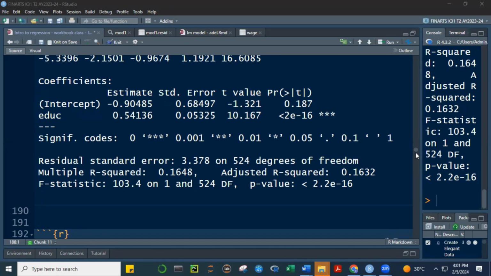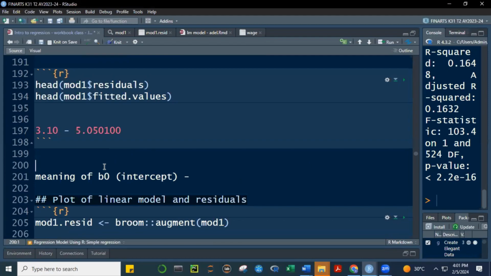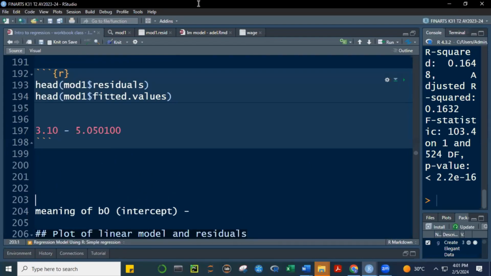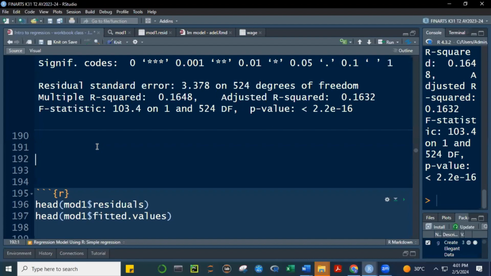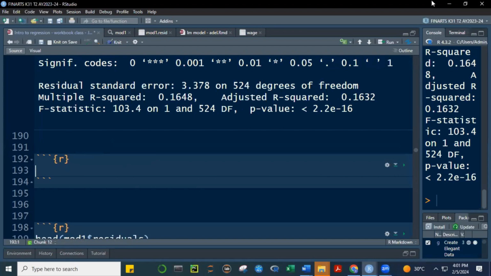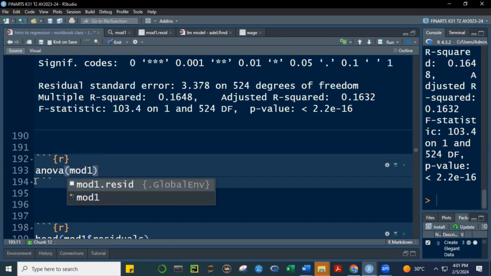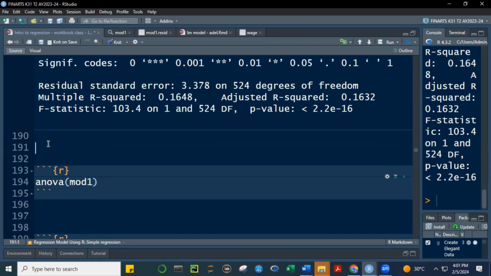Mag-run tayo dito ng, di ba sabi ko yung overall goodness of fit, ano yan? Here class, here. Let's run this time, mag-control, alt-I. So mag-code chunk tayo, and then ANOVA. ANOVA ng mod 1. Ito class, analysis of variance natin. Okay, run.